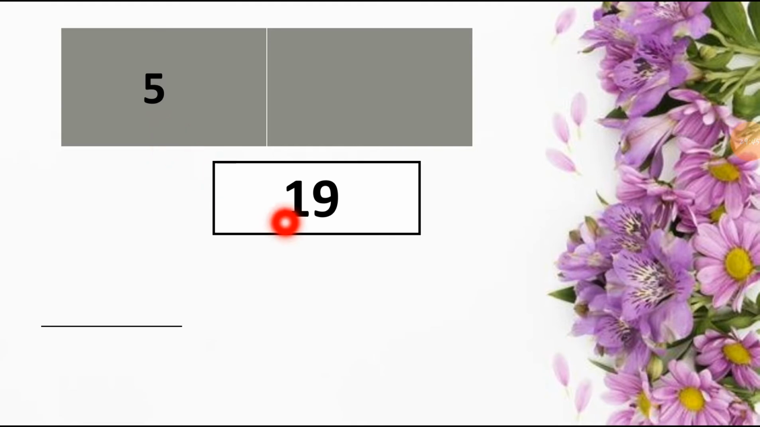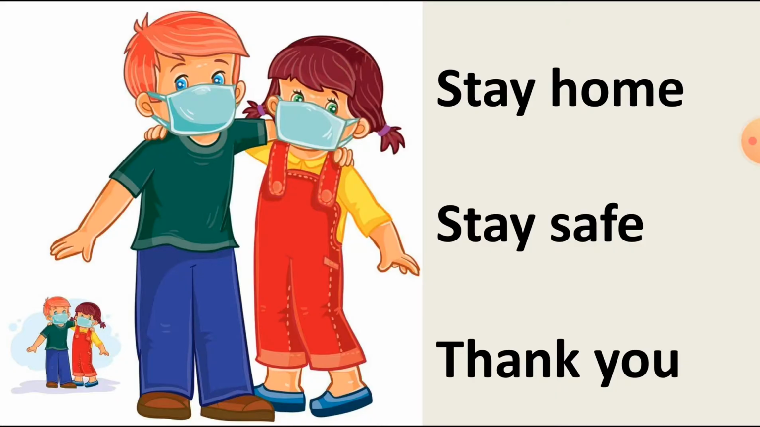19 minus 5. In this, 19 is the big number and 5 is the small number. So 19 minus 5: 9 minus 5 is equal to 4 and 1 minus 0 is equal to 1. So here we get the answer 14. This way we can fill the empty boxes.